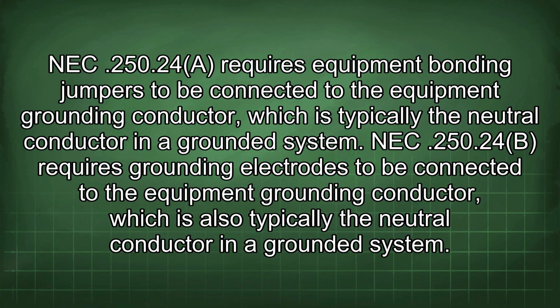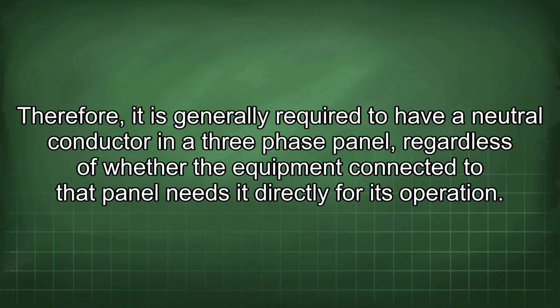NEC 250.24(B) requires grounding electrodes to be connected to the equipment grounding conductor, which is also typically the neutral conductor in a grounded system. Therefore, it is generally required to have a neutral conductor in a three-phase panel, regardless of whether the equipment connected to that panel needs it directly for its operation.